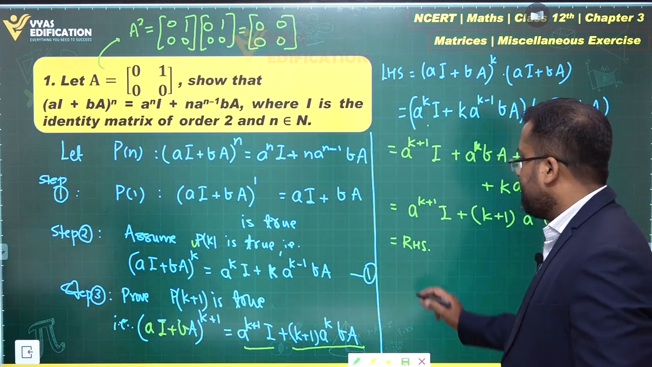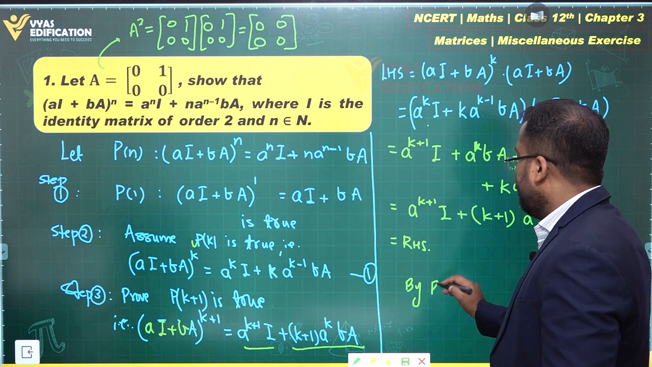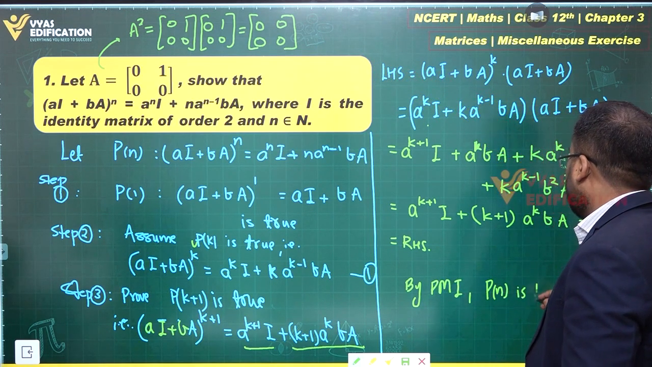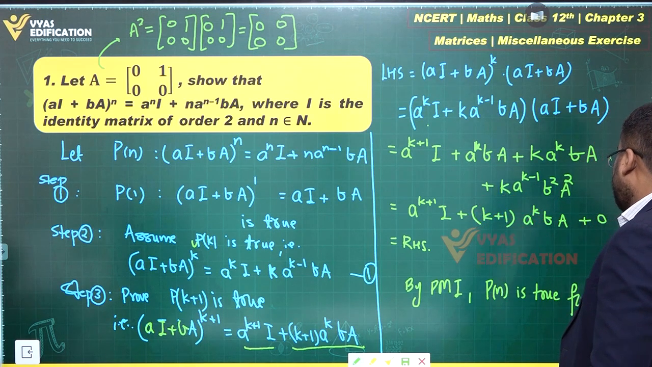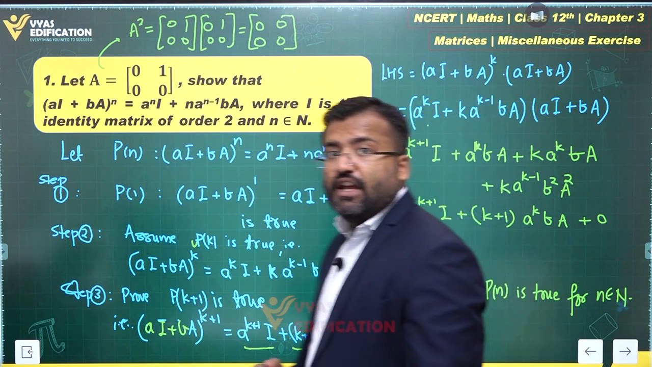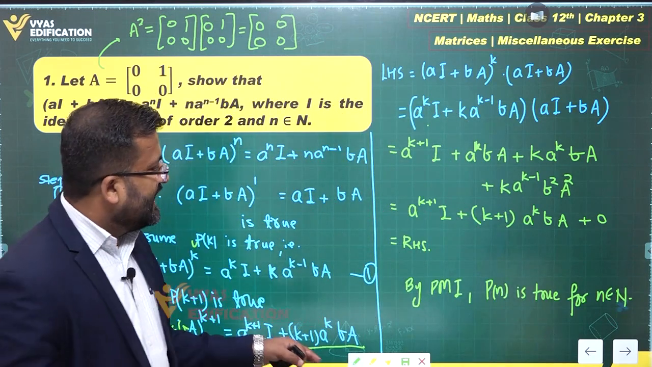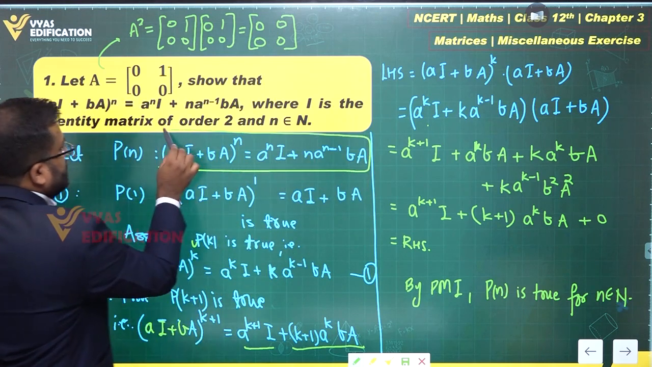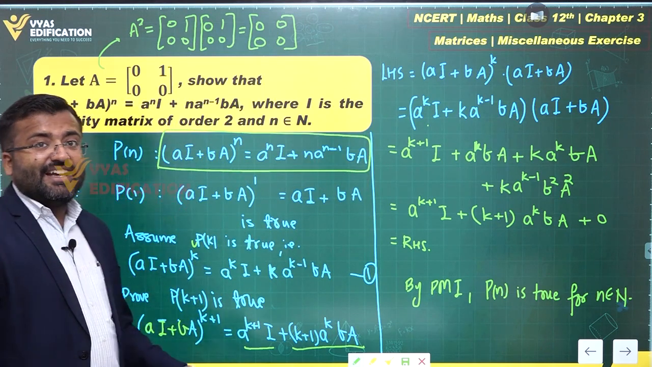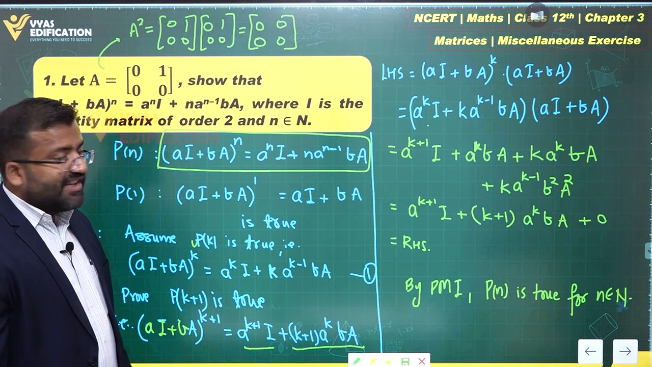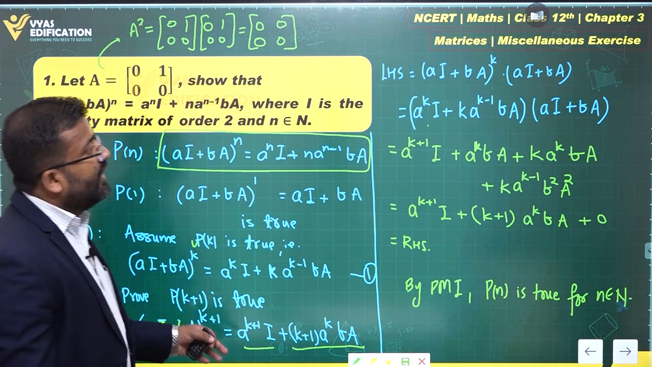Therefore, by PMI, we can say that Pn is true for all n belonging to natural numbers. This statement Pn is true. That's what we have proved. So this is the idea of proving using the principle of mathematical induction. And I hope that makes sense. Yeah, that is all for this question over here.